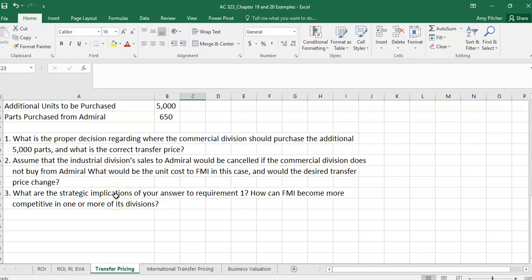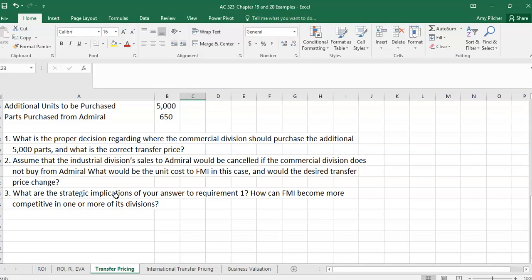And 3, what are the strategic implications of this decision? And how can we become more competitive? So the decision to have our commercial division buy outside is good for our strategy. We're decreasing the reliance of the commercial division on the industrial division, especially since we're unsure about the growth potential currently of the industrial division.